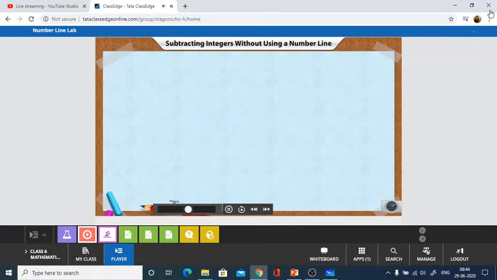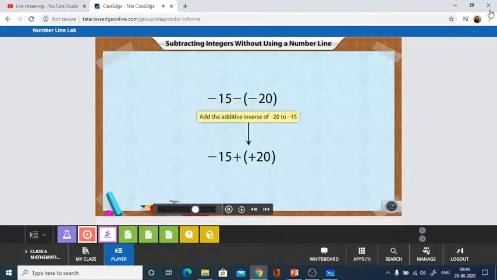Now try subtracting negative 20 from negative 15 directly. To subtract the integer negative 20, let us add its additive inverse to negative 15. The additive inverse of negative 20 is 20. Now add negative 15 and 20.